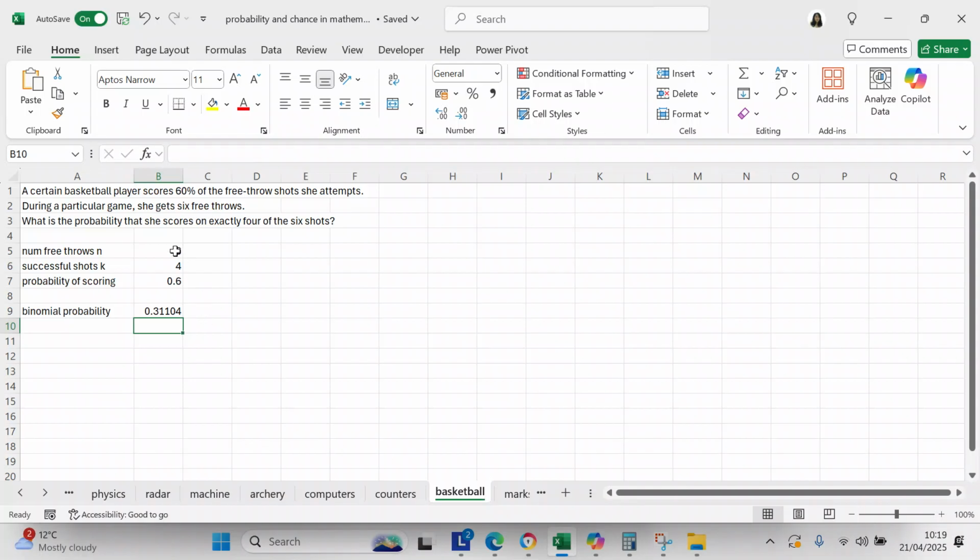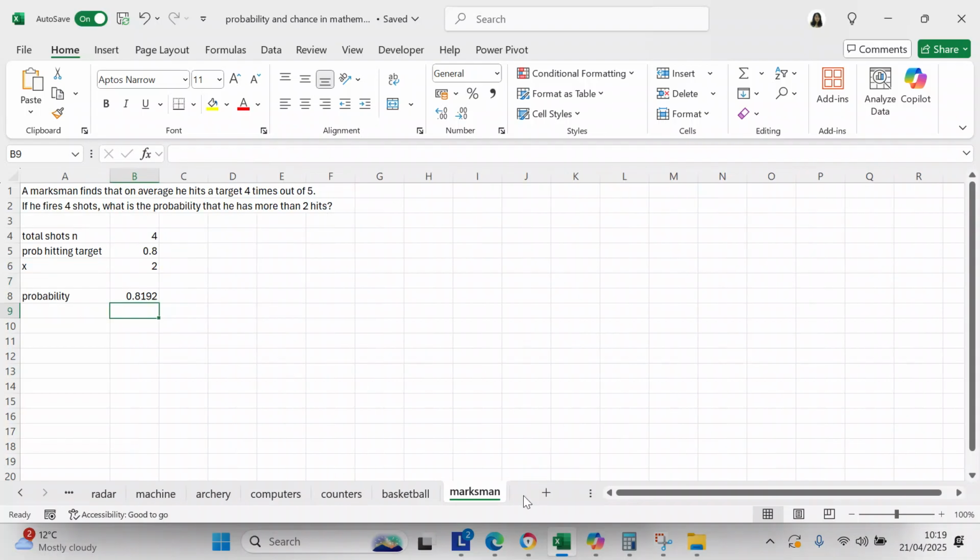So the number of free throws, expressed as N, is 6. The number of successful shots, expressed as K, is 4. The probability of scoring is 60%. And so the binomial probability for that is going to be binom.dist(B6, B5, B7, false), and it's 31.1%.